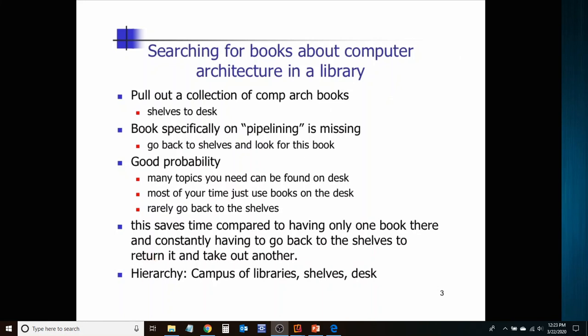So in this particular example, our hierarchy is campus of libraries, down to one library, down to one shelf, down to the books on your desk. Right. So that's going to be a very helpful comparison to understand memory. And then, as we talk about several concepts in this particular lecture, we will try to connect them to this particular real world analogy.